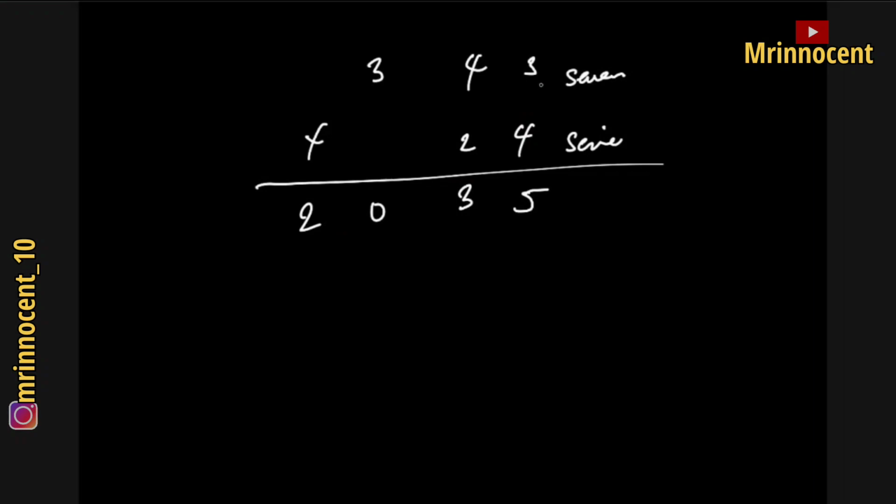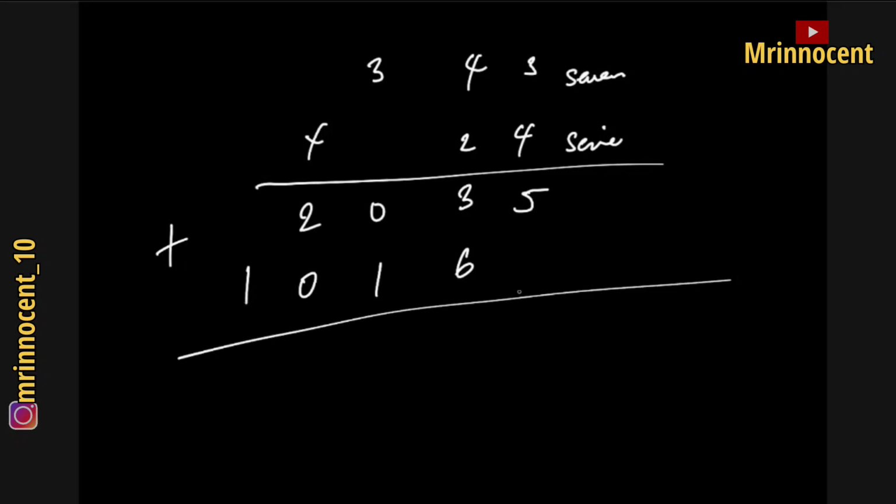2 times 3 is 6, and 6 in base 7 is 0 remainder 6. 2 times 4 is 8. 8 in base 7 is 1 remainder 1. 2 times 3 is 6 plus 1 is 7. 7 in base 7 is 0 remainder 1.